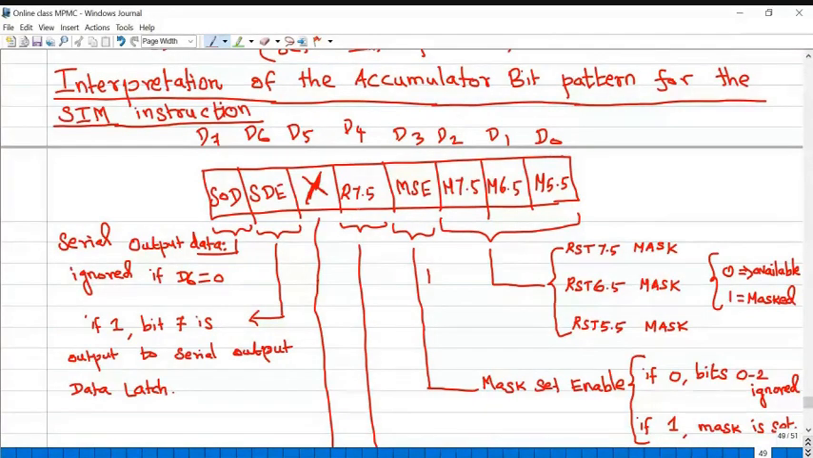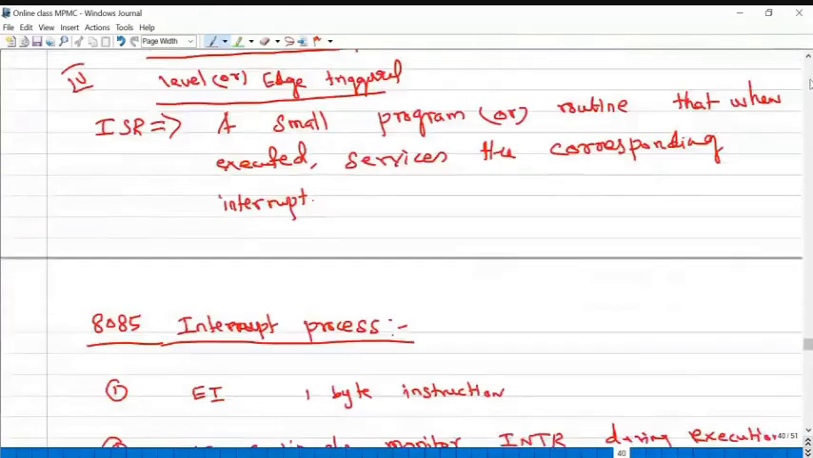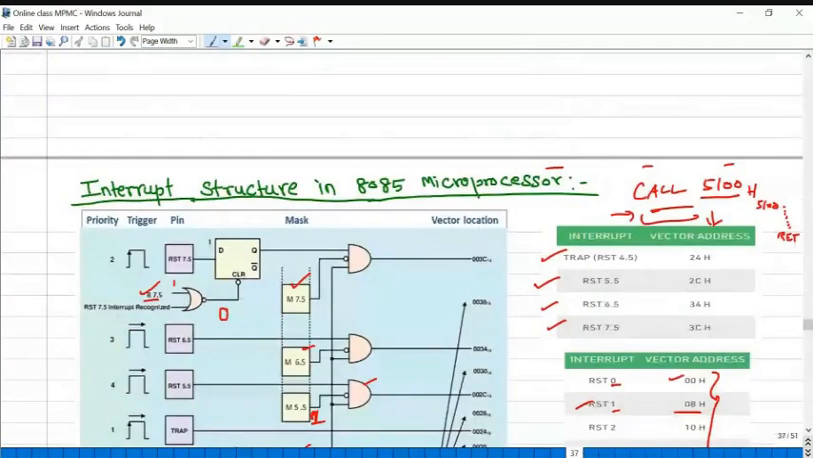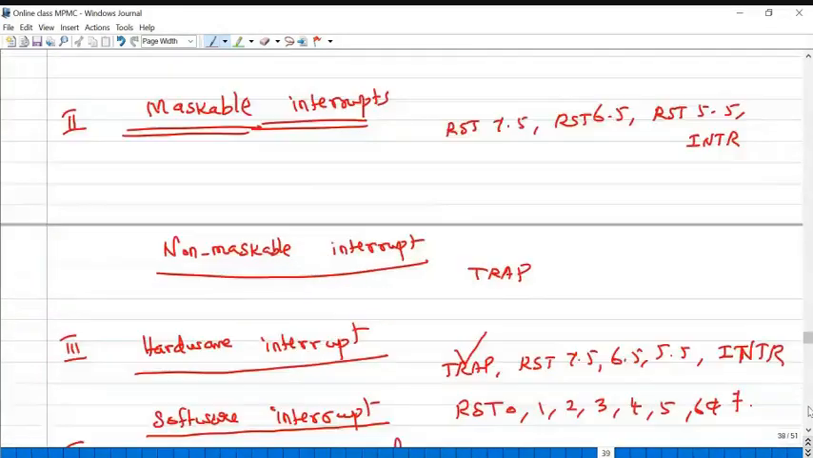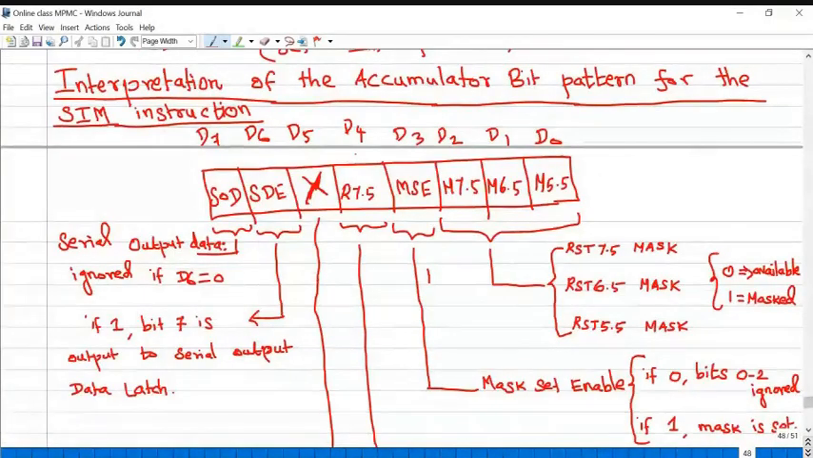Next, reset RST 7.5. In the interrupt structure, there is one pin called R7.5. If this R7.5 is high, the flip-flop will be set, and the programmer can reset this RST 7.5 with the help of bit position D4. If D4 equals 1, the RST 7.5 interrupt will be reset.